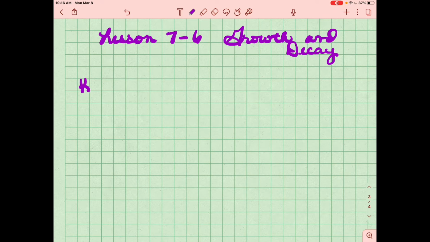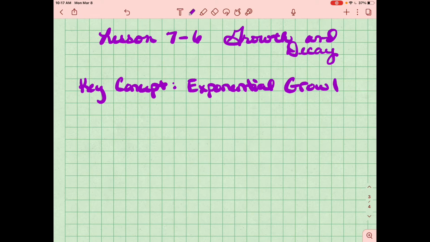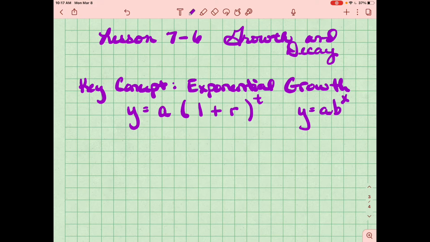So the first key concept today is an equation for exponential growth. Taking the time to write these things as I talk, because I know that you're writing them as well as you take notes. So we have y equals a times 1 plus r to the t. This is very much like our y equals a b to the x. We're just putting in a little more detail.